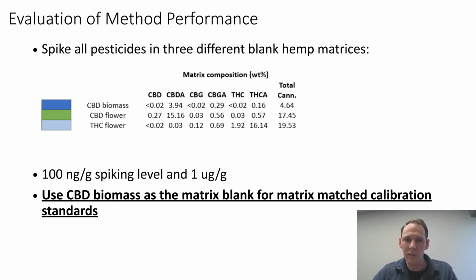The pesticide spiking level in the cannabis was 100 nanograms per gram. For those pesticides having limits of quantitation greater than 100 nanograms per gram, I spiked at 1 microgram per gram. The important thing to note here is that the blank material used to matrix match the calibration standards was the CBD biomass.